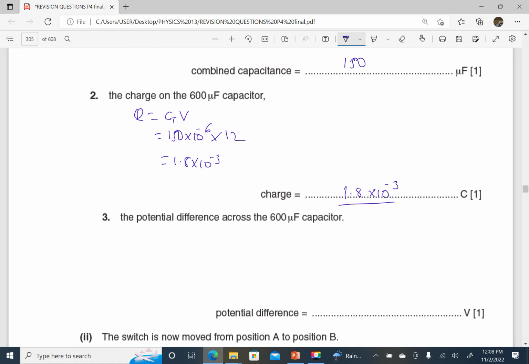Then the PD across the 600 microfarads. If now we know the charge, finding the PD is easy because PD is going to be charge over C. From capacitance equals charge over V, PD is charge over C. The charge on the 600 is 1.8 times 10 power negative 3. The capacitance is 600 times 10 power negative 6. When you press your calculator, this gives us 3.0 volts.